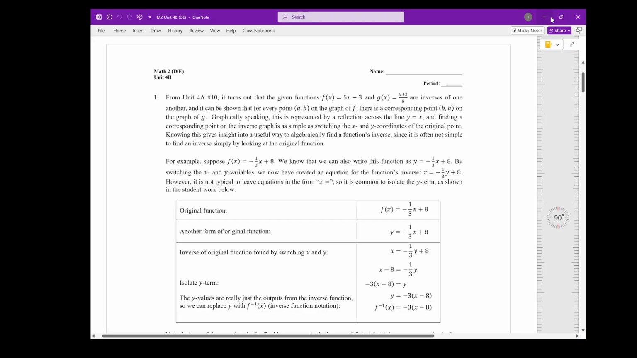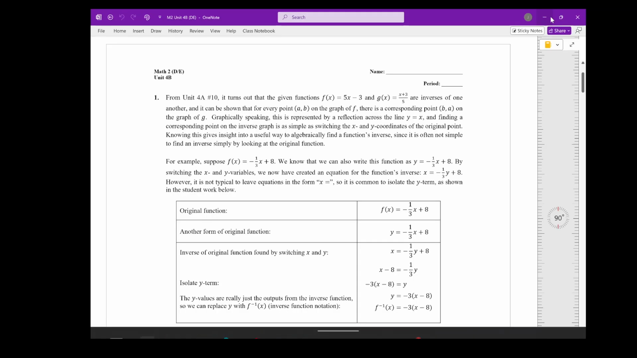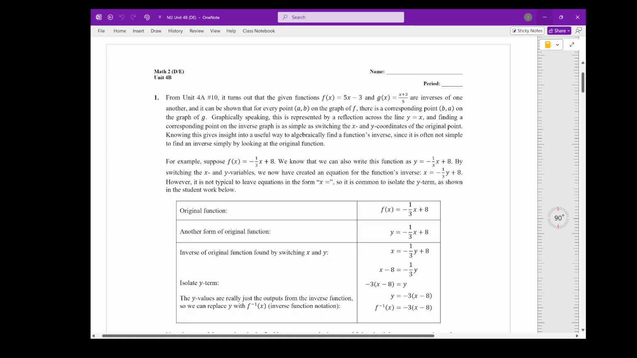All right. I want to look at 4B, number 1. It starts out by talking about 4A, number 10, which involved a couple of functions that I gave you. It turned out that you could pick any point on F and find the related point where you switch the X and Y. That related point is going to be on G. So if (a, b) is on F, (b, a) is on G. The way to visualize that on a graph is to just reflect the point right off the line y equals x.